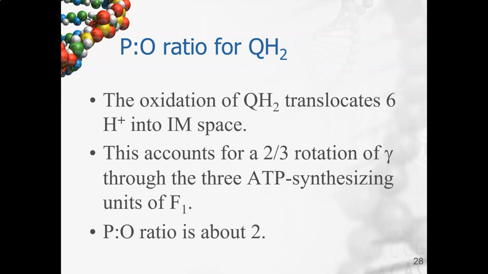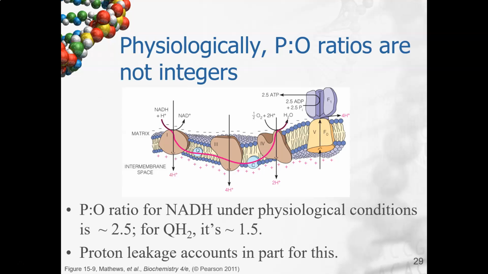For QH2, remember, we don't go through complex 1. We go through complex 2, which doesn't pump, and complexes 3 and 4. So that's 4 plus 2, that's 6 protons. That gives us a 2/3 rotation. So that means that 2 of the beta subunits are in the tight configuration, and you get 2 ATPs per 1 QH2. So that would give you a P-to-O ratio of about 2.